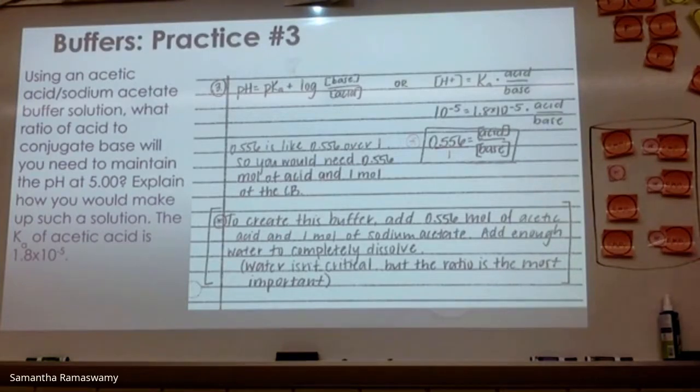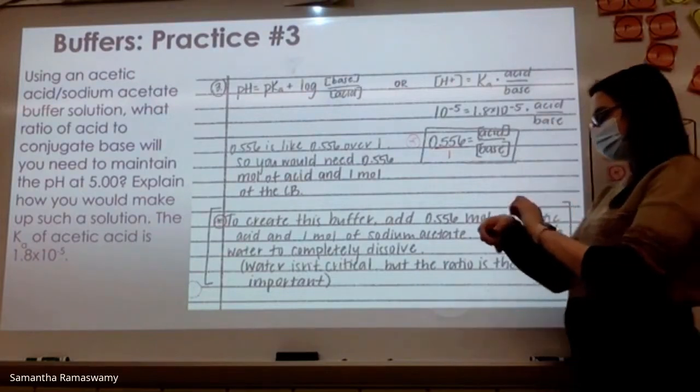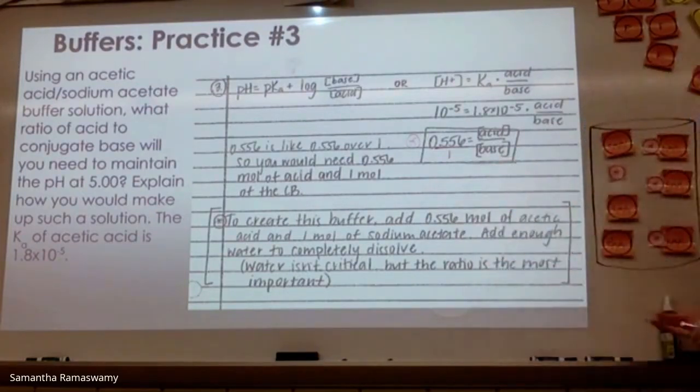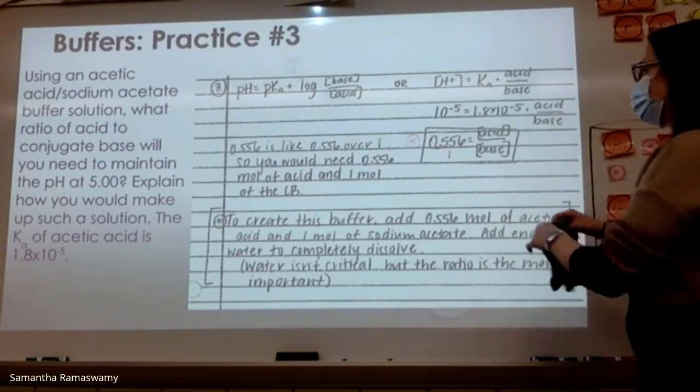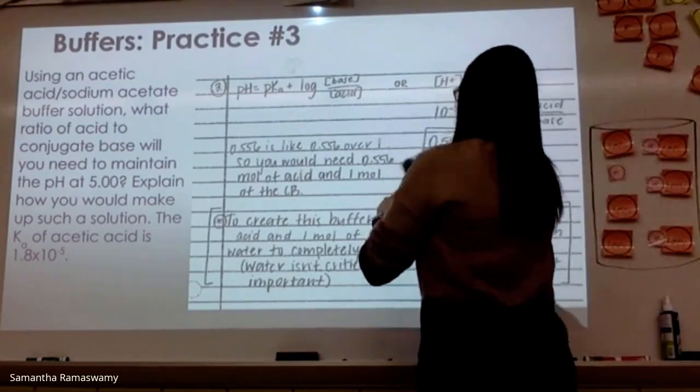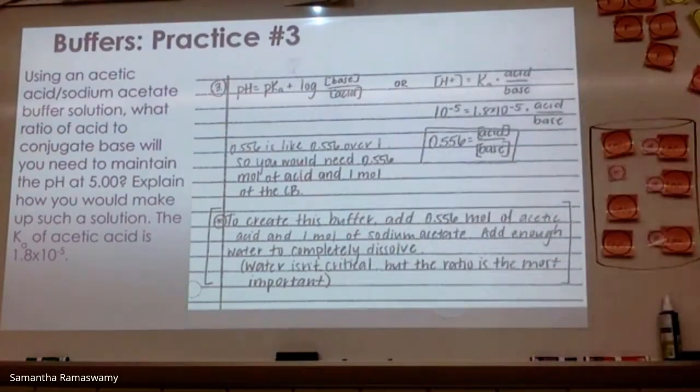So, a conceptual question with a little bit of math involved. But notice how if they tell us the pH that we want to maintain, and we know what buffer we're going to use, we know the Ka, we can actually figure out what ratio. We can change that ratio to change the pH.